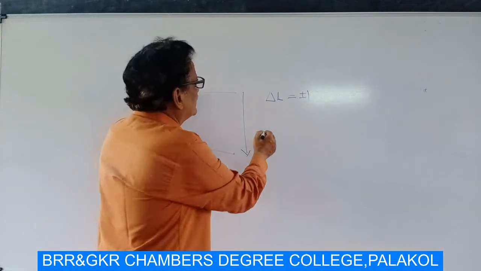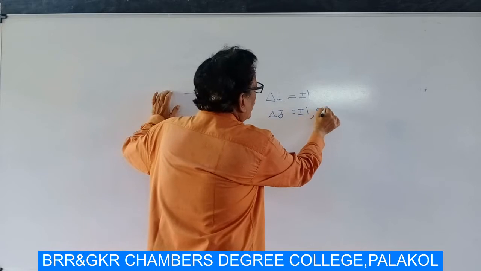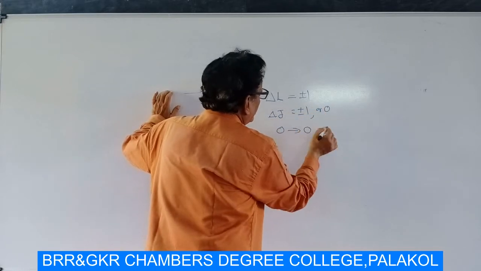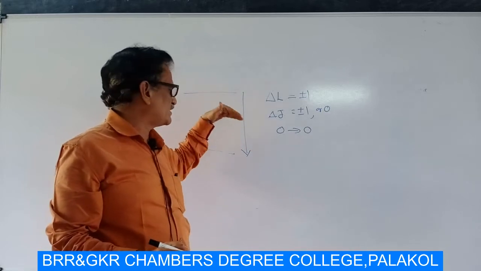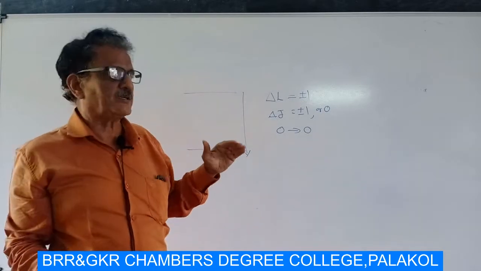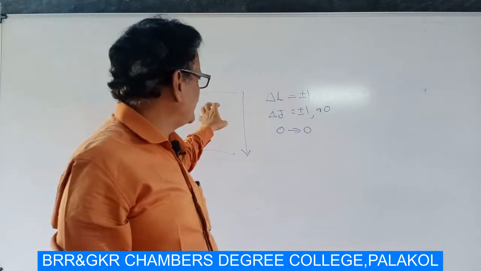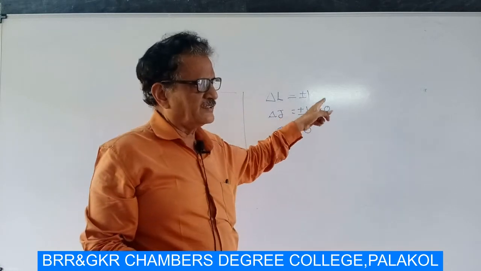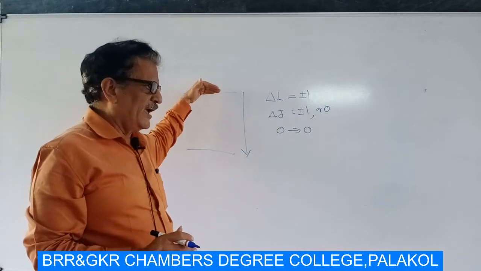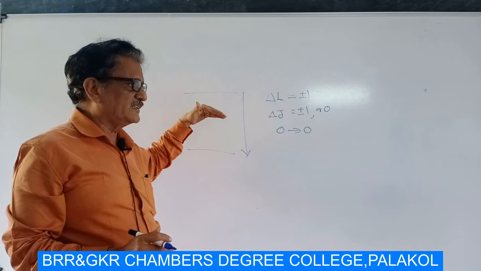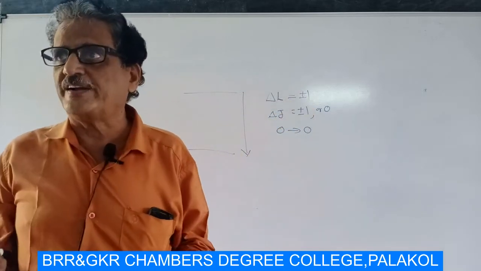Similarly, for J, delta J is equal to plus or minus 1 or 0, but a 0 to 0 transition is not permitted. That means if the resultant J is 0 in one level and it also becomes 0 in the other level, then that transition is not allowed. In the case of L, the change in its L value is always plus or minus 1. If it is 0, it is not allowed.